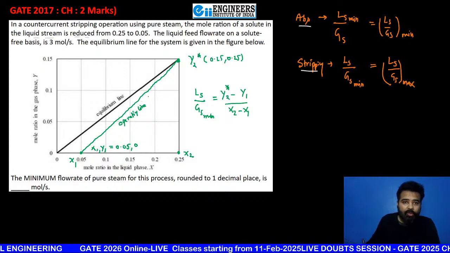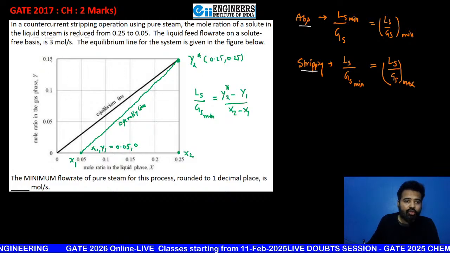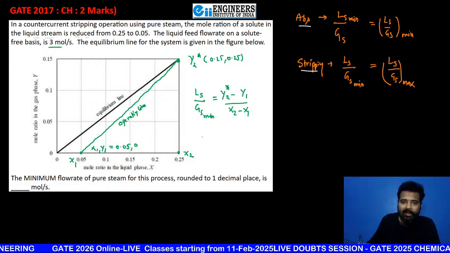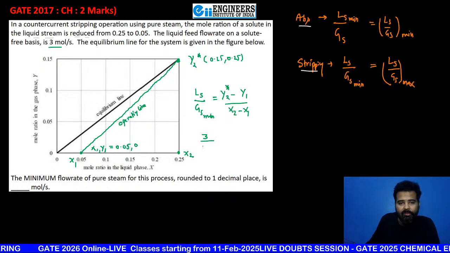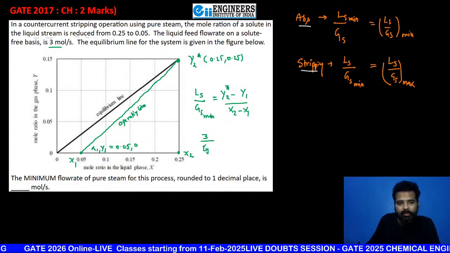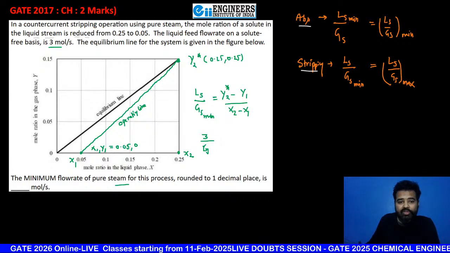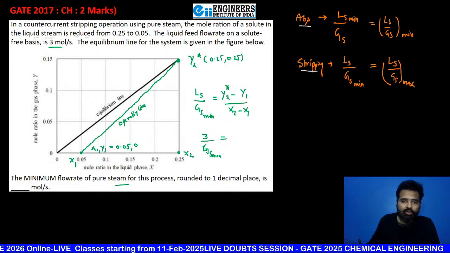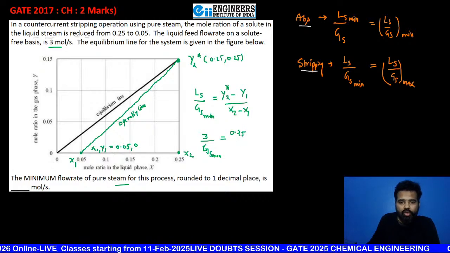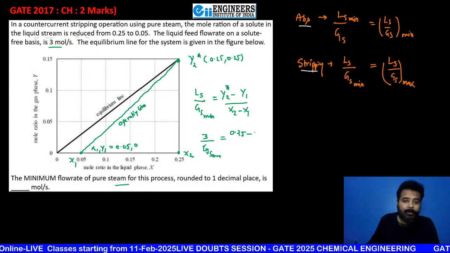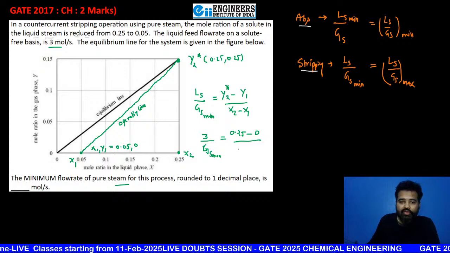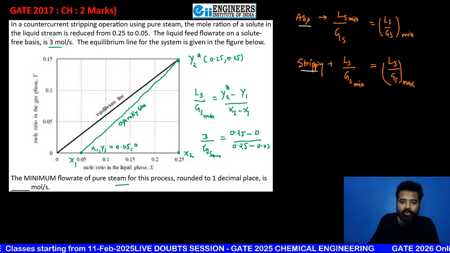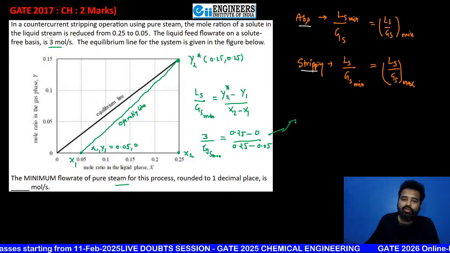Now they provide the value of liquid flow rate, solid free base is 3, so Ls is given as 3, so 3 by Gs minimum fluid of pure stream. So that is Gs minimum, you have to calculate: y2 star is 0.25 minus y1, y1 is 0, x2 is 0.25, x1 is 0.05. Now just solve it, beta, just solve it.